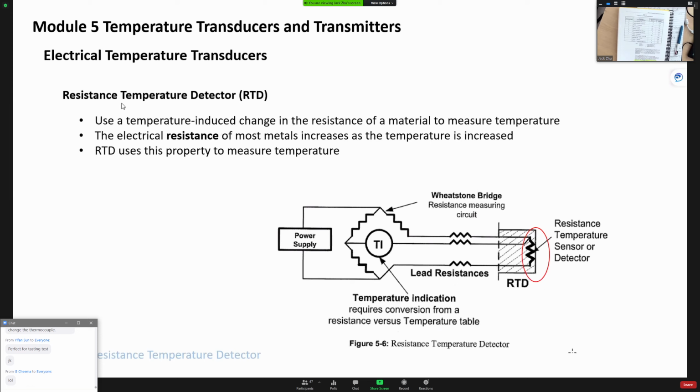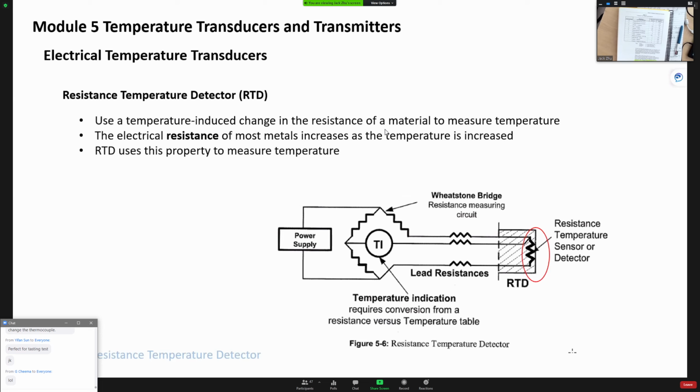Next one, resistant temperature detector. The resistant temperature detector is usually a common type of metal wire material. We learned in year 1 that most metals have a positive temperature coefficient. So when the temperature increases, the resistance of the wire is going to increase. They use that ability for measuring the temperature.